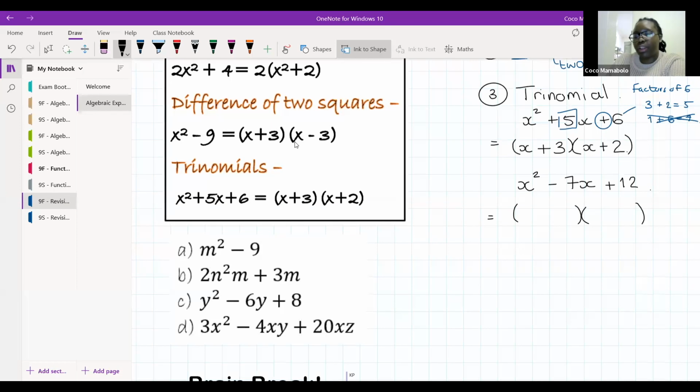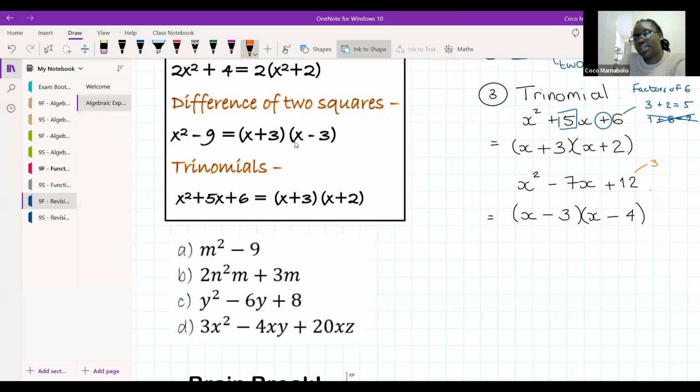Good. And what are the signs in my bracket? Negative 3, negative 4. Good, a negative and a negative. So I'm going to get x minus 3 and x minus 4. Now, we've skipped many steps and some people might not understand where we got these steps from. So we're going to have to break it down. What are the factors of 12 that you used?